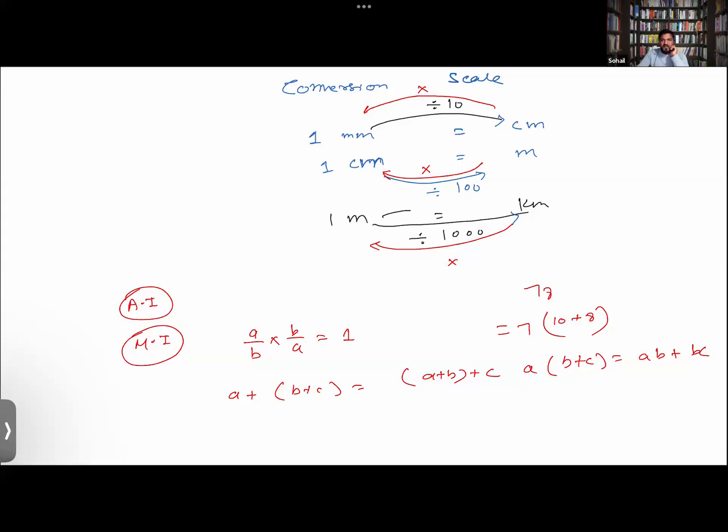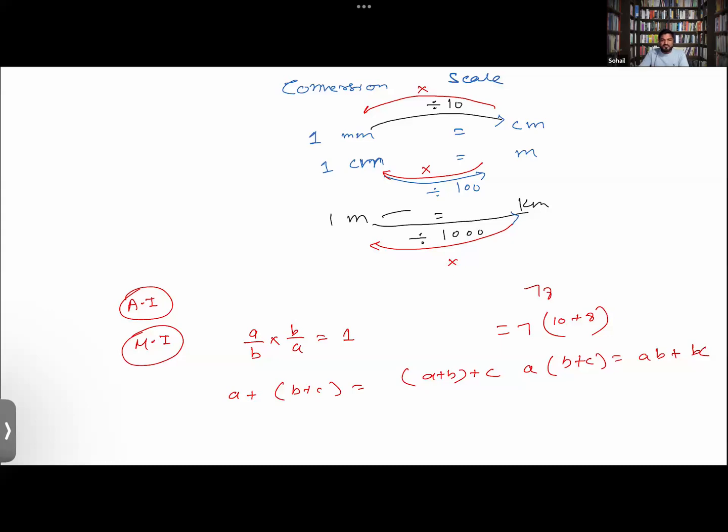Sir, height multiplied by the length of the parallel side upon 2. Upon 2. Good. Okay. What about the area of an equilateral triangle?